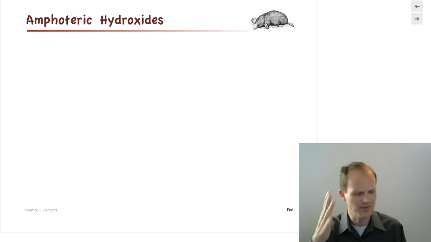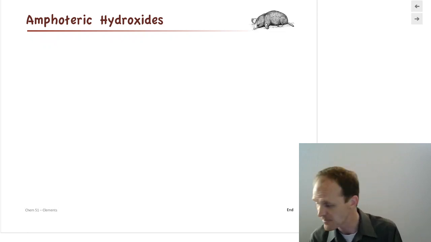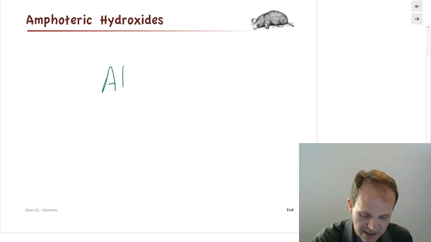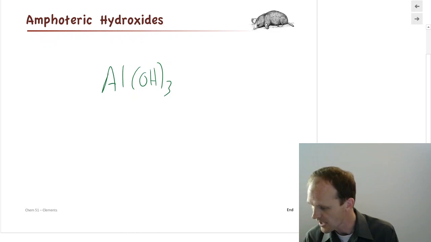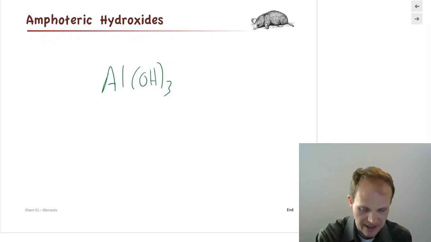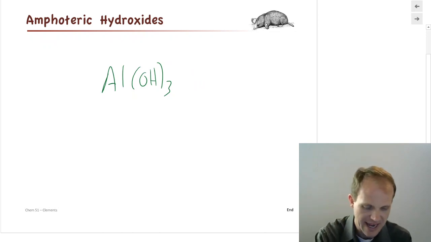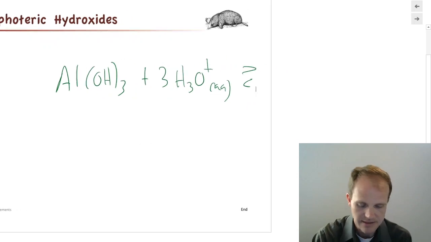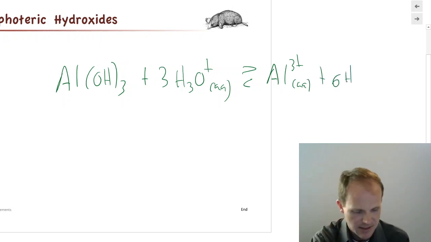And you're like, well, no. A hydroxide, it's got hydroxide on it. It's going to give away hydroxide. It's going to act as a base. But that's not always true. Let's look at Al(OH)3, aluminum hydroxide. It turns out if you add acid to that, it's going to dissolve it, Al3+ plus 6H2O.